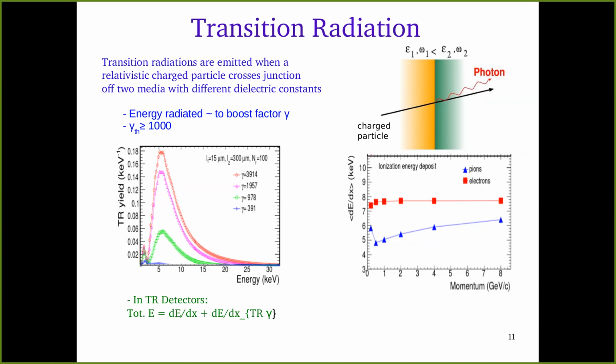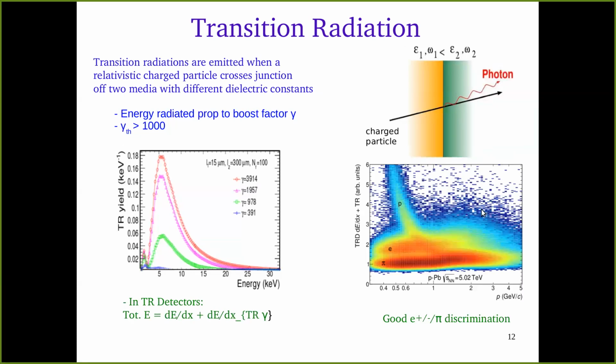The photons which are radiated out of this charged particle again interact with the medium and lose energy. So it is the combination of both the dE/dx from ionization and the dE/dx from the transition photons. When this adds up, you see a distinct difference between pions and electrons: the pions have less total dE/dx, whereas the electrons have higher total dE/dx. And this can be used to separate out the electrons from pions.